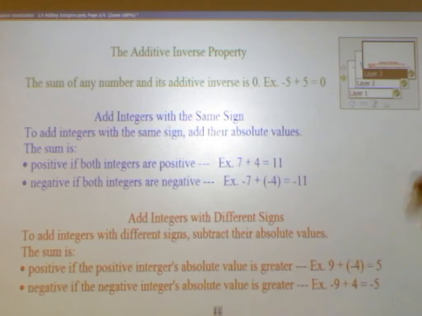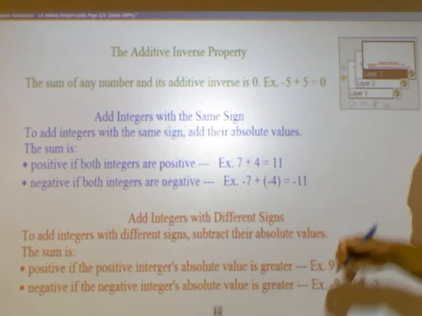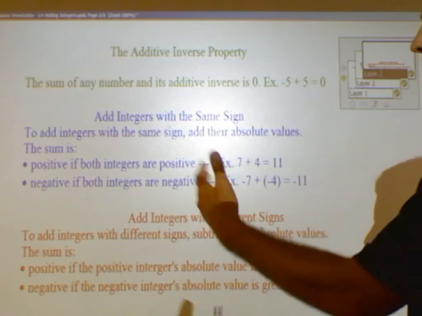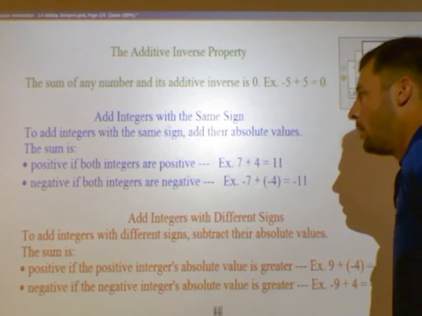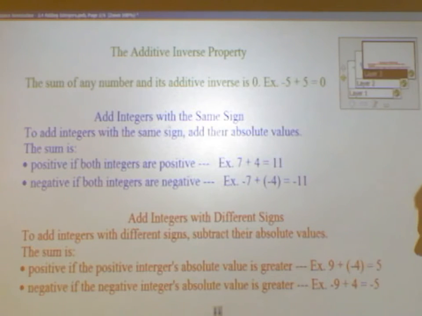Okay? So the additive inverse property basically means the sum of any number and its additive inverse is 0. For example, negative 5 plus 5 is 0. They cancel each other out. You're adding negative 5 and a positive 5, so together they're nothing. When we add integers, we have some rules.